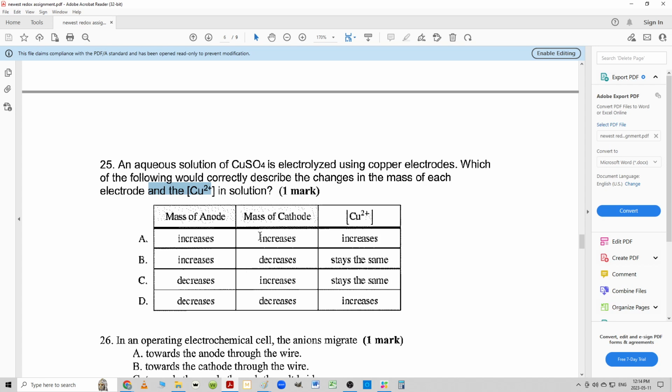Well, I believe that this is increasing. I believe this is going to stay the same. And this is going to decrease. So I'm going to guess it's that. The anode's definitely not going to increase. Oh, fire alarm, sorry. So really, why is this so?